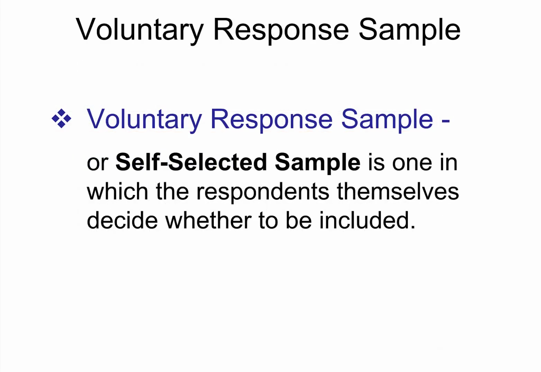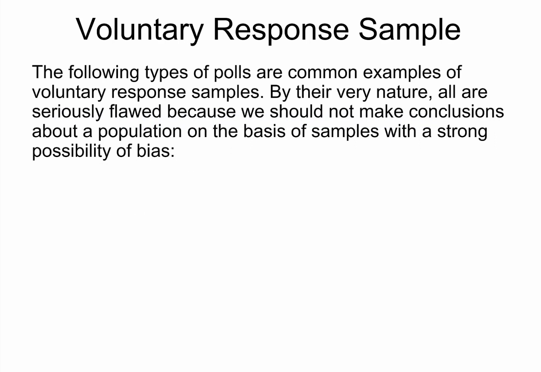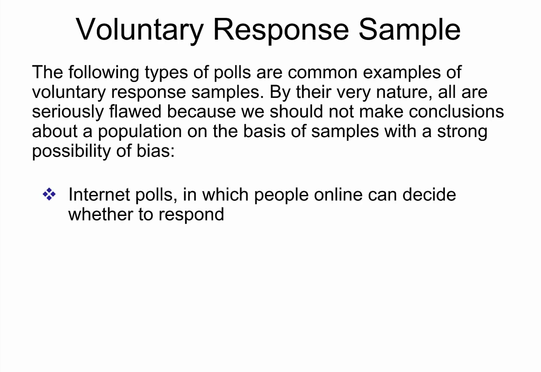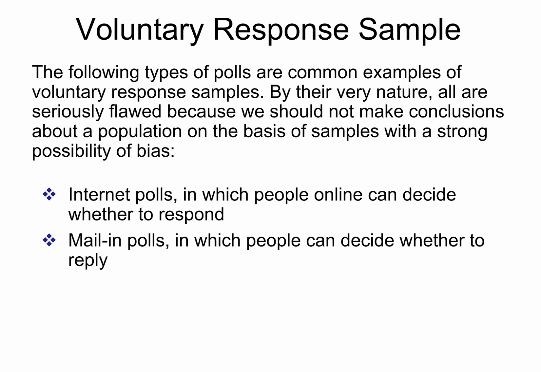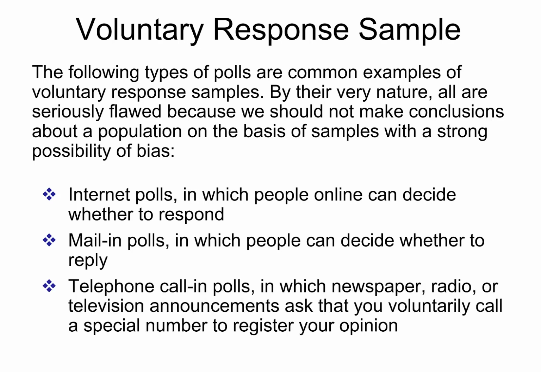Voluntary response bias, or a self-selected sample, is one in which the respondents decide whether to include themselves or not. When we see this in a survey, let's say, we wonder about the validity of the information. The following are types of polls that are common examples of voluntary response samples. Internet polls, where people online can decide whether to respond. Mail-in, where people decide whether or not to reply.